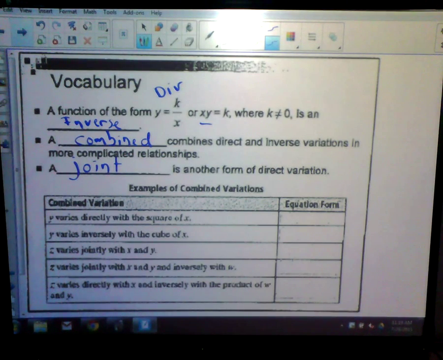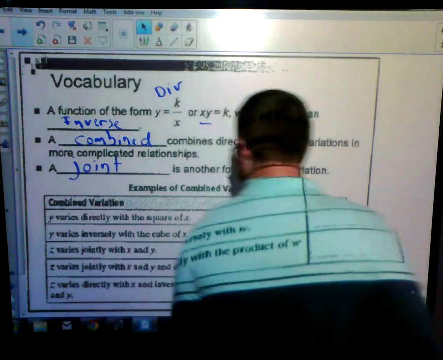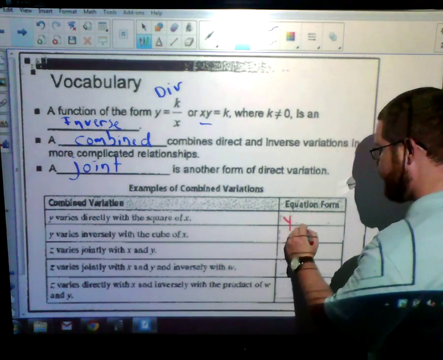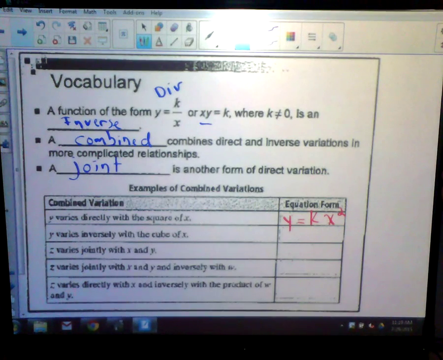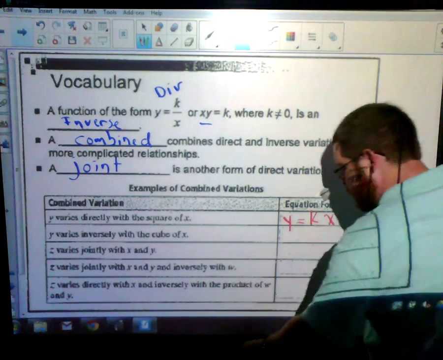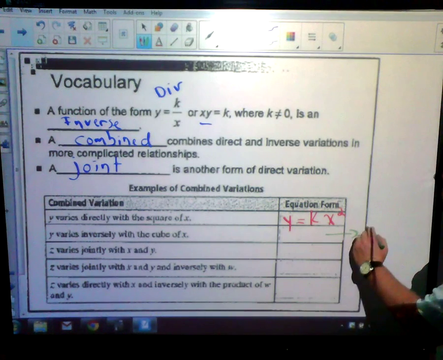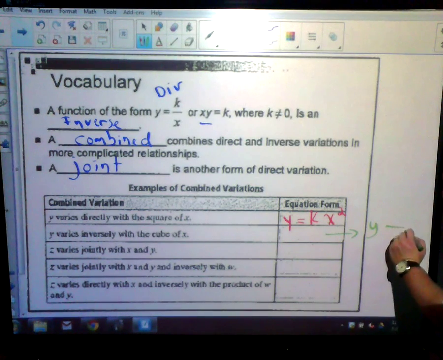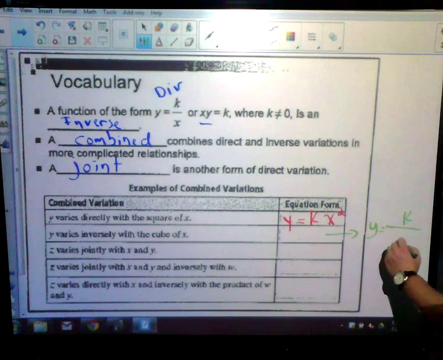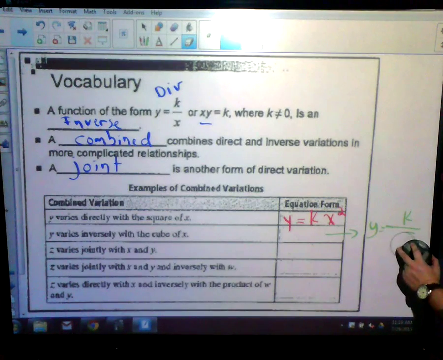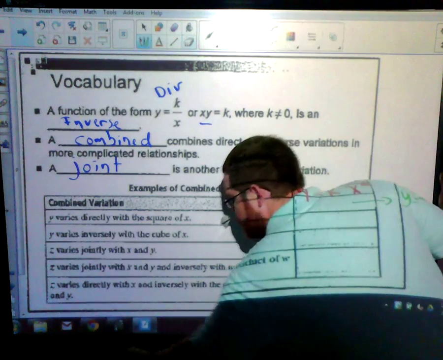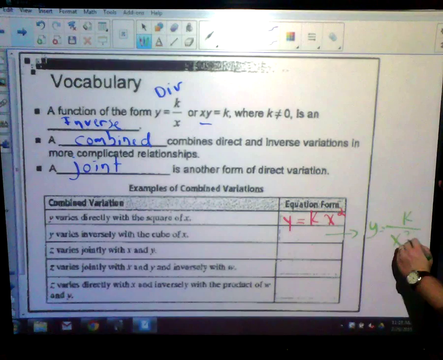So let's try this. Y varies directly as the square of x. Directly means multiplication. Y varies inversely with the cube of x. So this would be y varies inversely, division, with the cube of x. I'm sorry, that's x cubed.